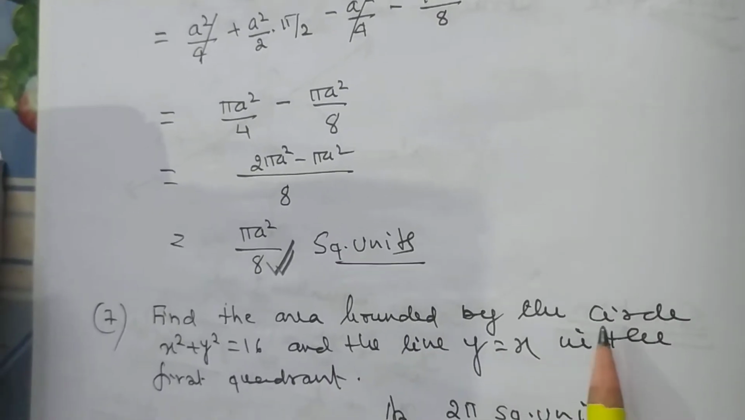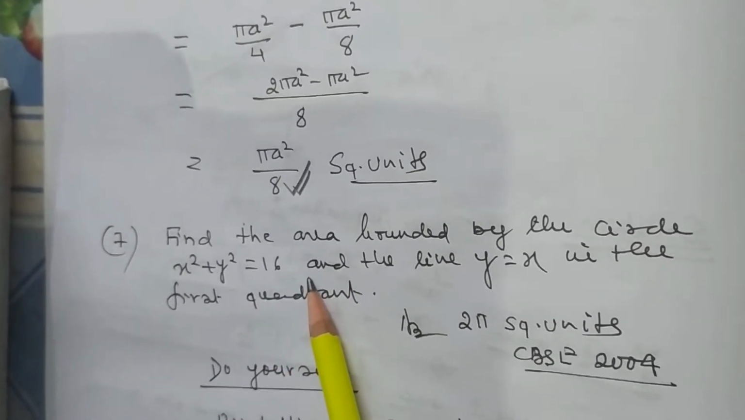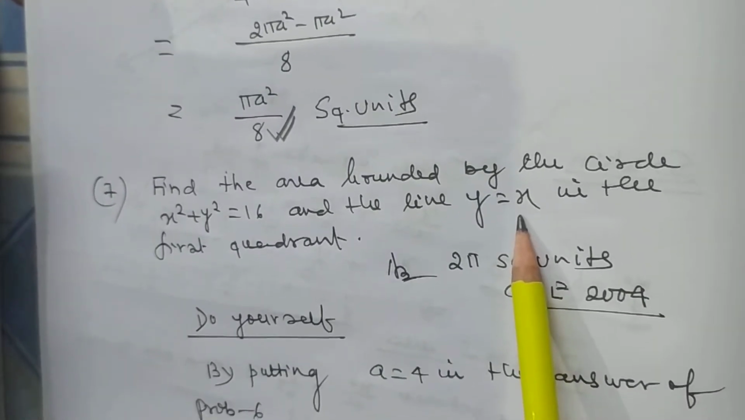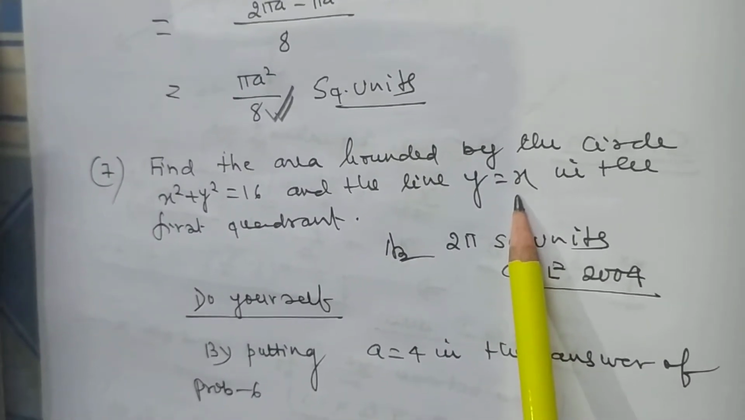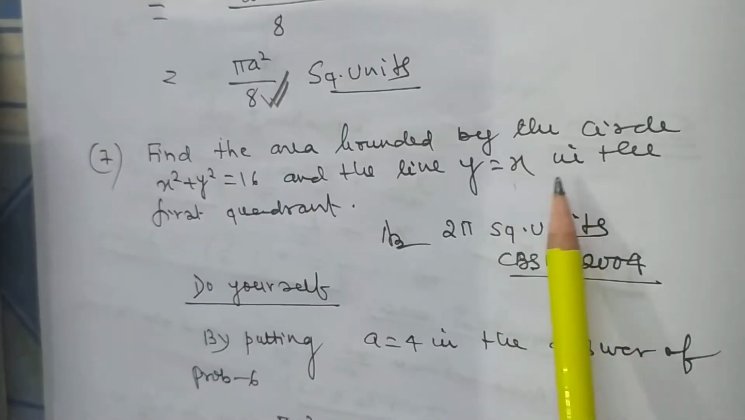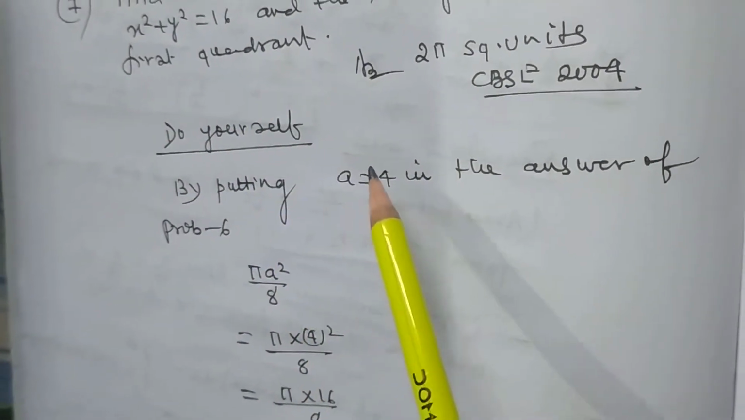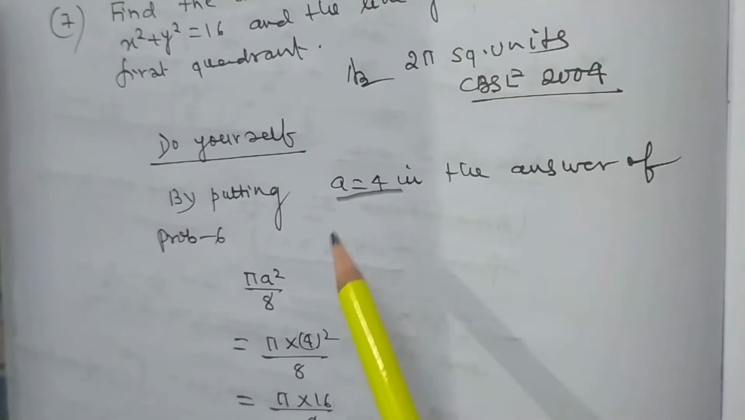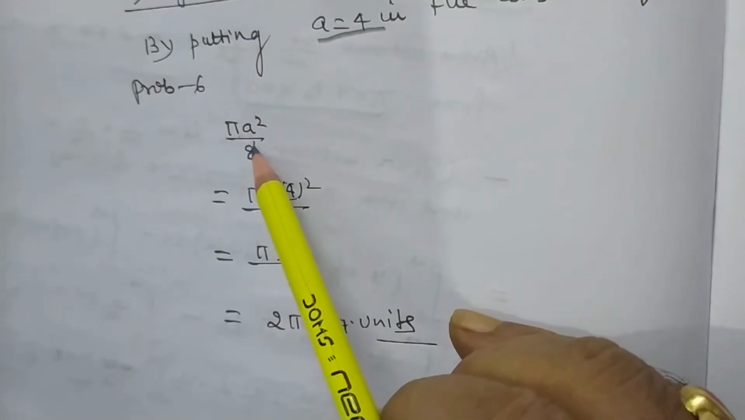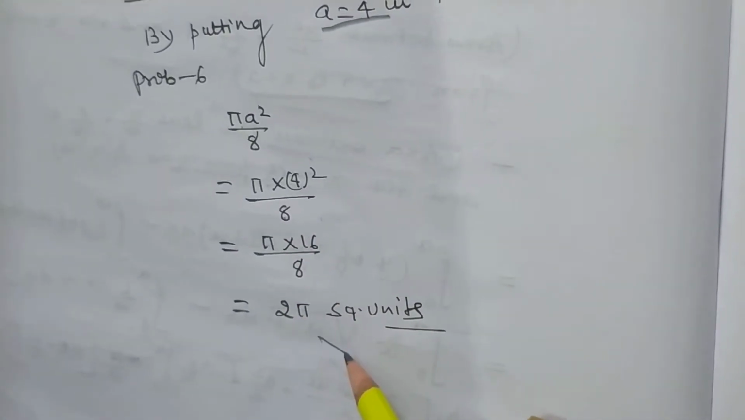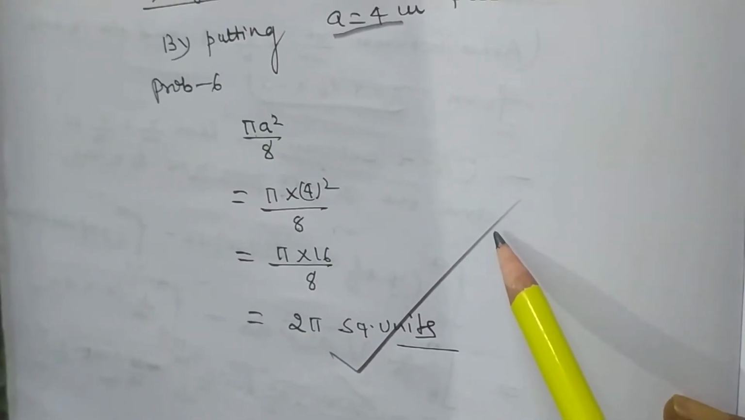Find the area bounded by the circle x square plus y square is equal to 16 and the line y is equal to x in the first quadrant. This is a particular example. Here x square plus y square is equal to 16, so put a is equal to 4. Pi a square by 8, pi 4 square by 8, pi into 16 by 8, that is 2 pi square unit.